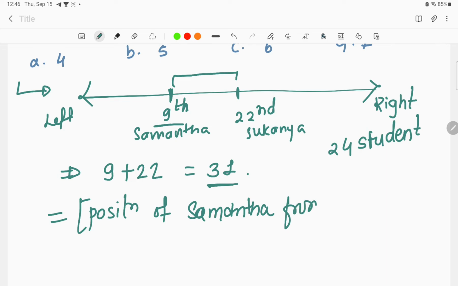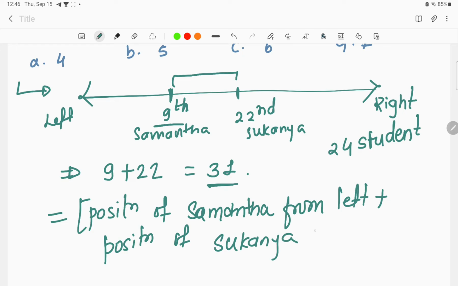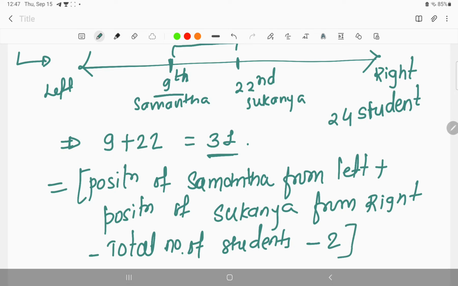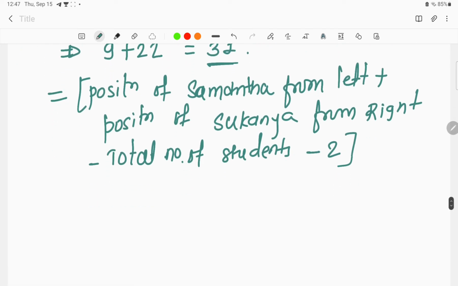position of Samantha from left plus position of Sukanya from right minus total number of students or singers, as per the question, minus 2. Why have I taken minus 2 over here? Minus 2 is for Samantha and Sukanya, right?